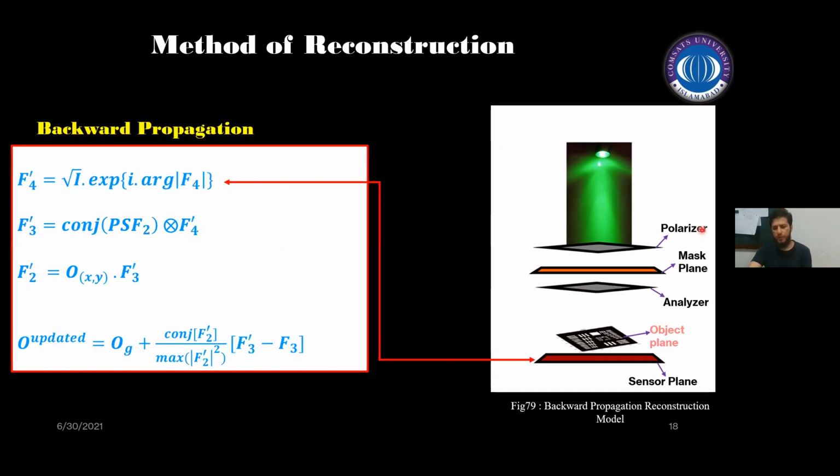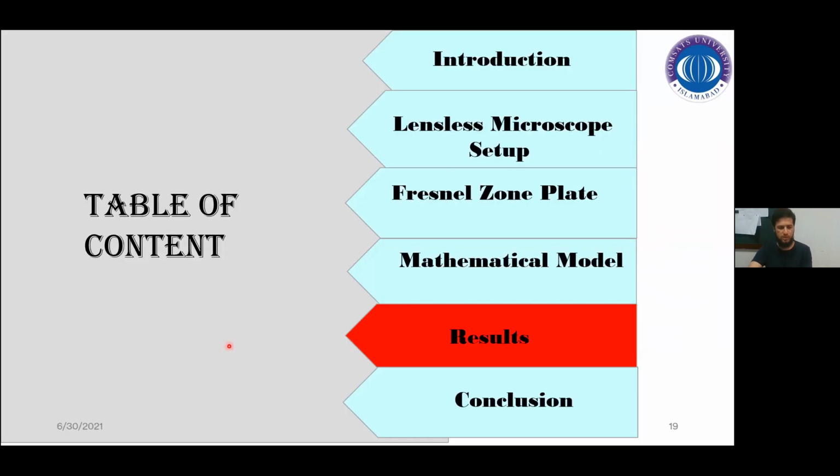Then we back propagate this light, and we take the square root of the intensity. For F3 prime, we take the conjugate of PSF2 and convolve it with F4. Then F2 prime is the object multiplied with F3 prime. Then we get the final image of the object, as shown here in this equation.